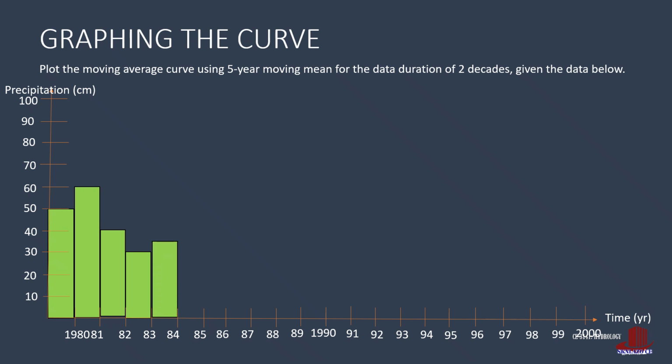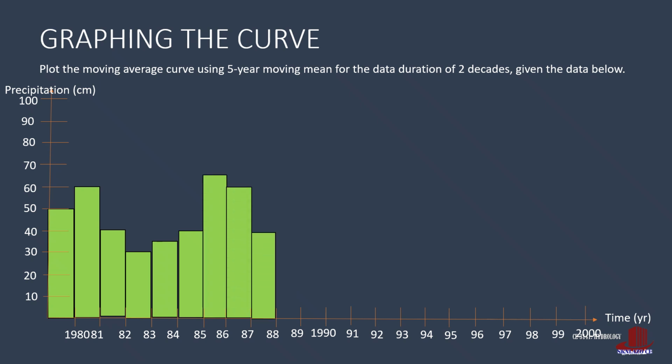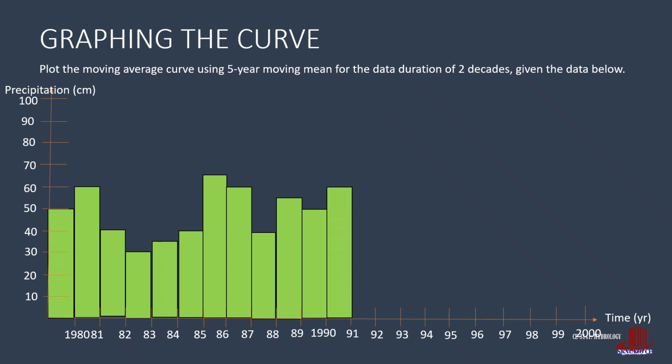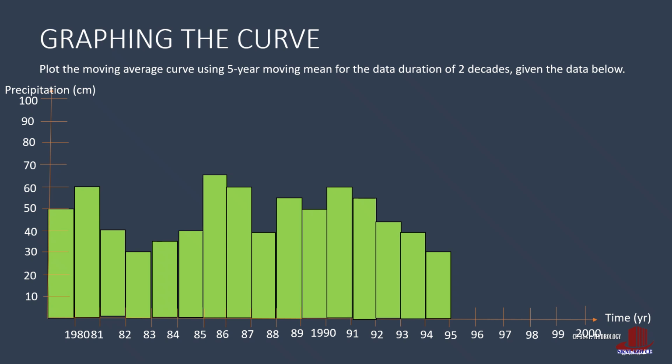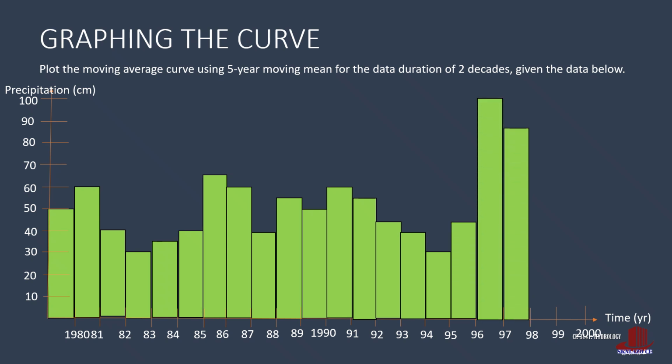The precipitation starts to rise again with 35, then 40, and a small spike at 65 and 60, to go down to 40, then rises again at 55, then 50 centimeters. Then in 1991, the precipitation is 60, which goes down to 55 and 45, then to 40 and 30. Then starts to rise again to 45 and to 100, with 90 and 50 centimeters.